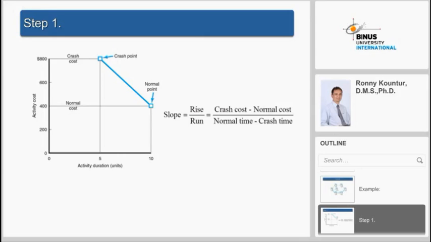Cost will increase to 800. Okay. So slope will be equal to 800 minus 400, which is 400, divided by 10 minus 5, which is 5. So 400 divided by 5 will equal 80. So the slope will be 80. Okay.